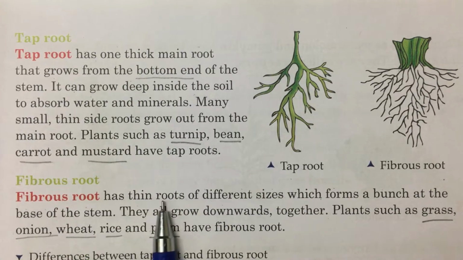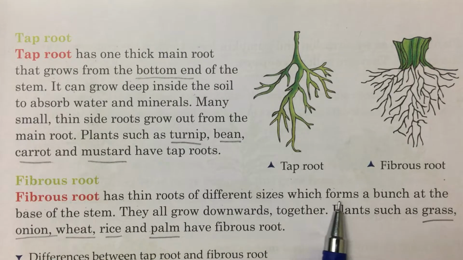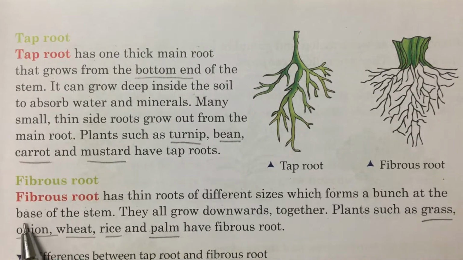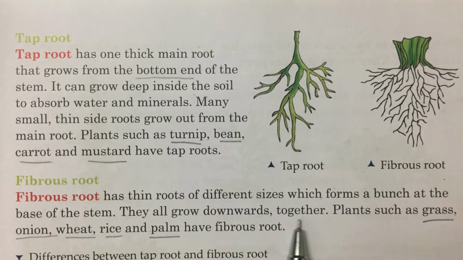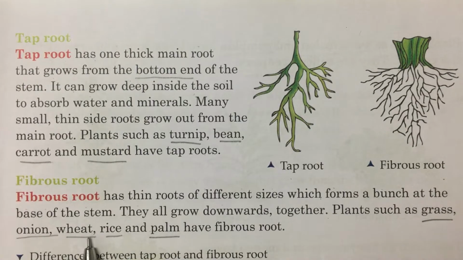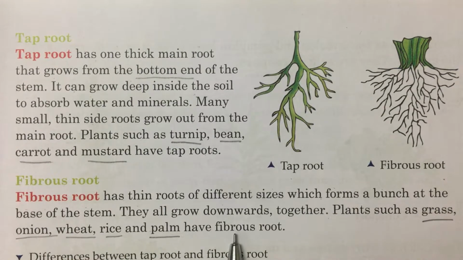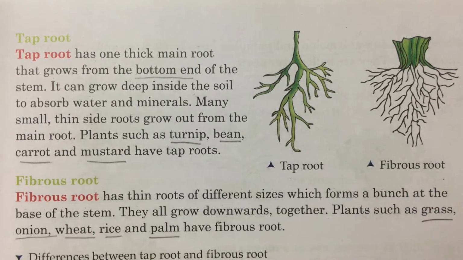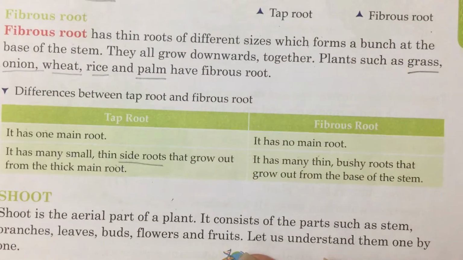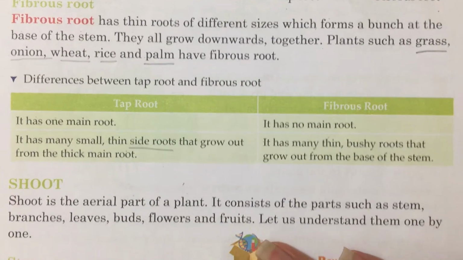And fibrous root. Fibrous root has thin roots of different sizes which form a bunch at the base of the stem. They all grow downwards together. Plants such as grass, onion, wheat, rice, and palm have fibrous root, and this is the shape of the fibrous root. Now let us learn the difference between taproot and fibrous root in this chart.